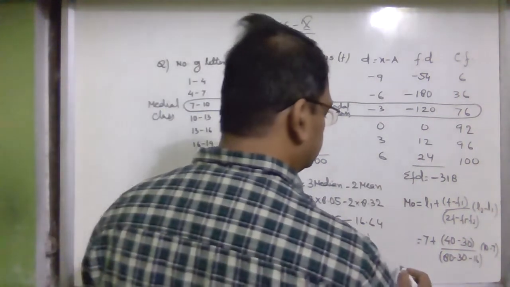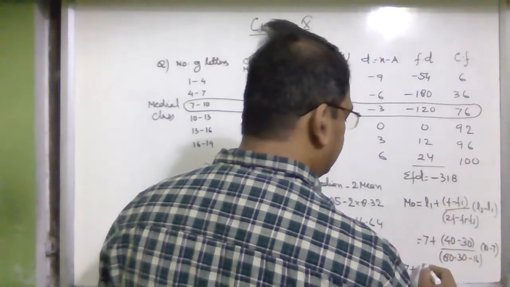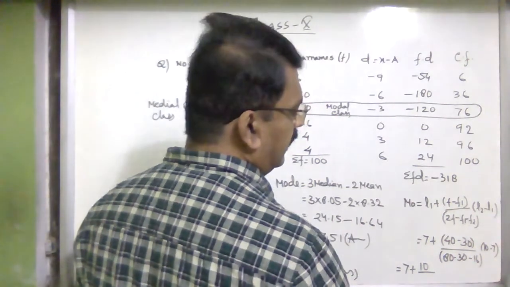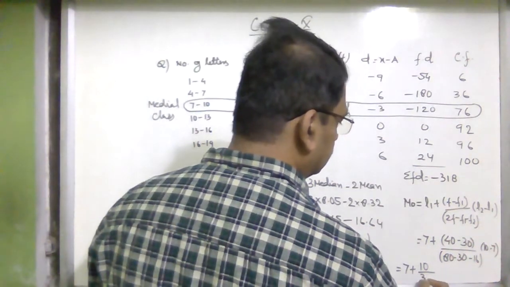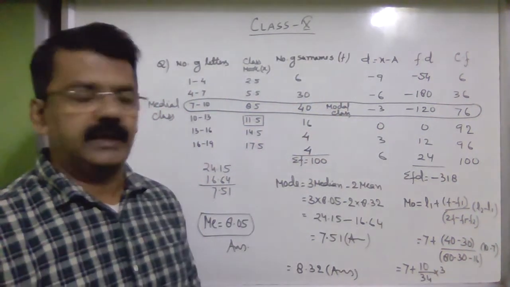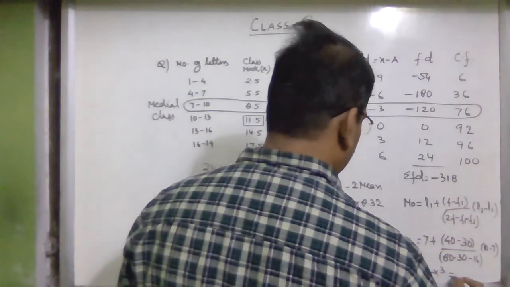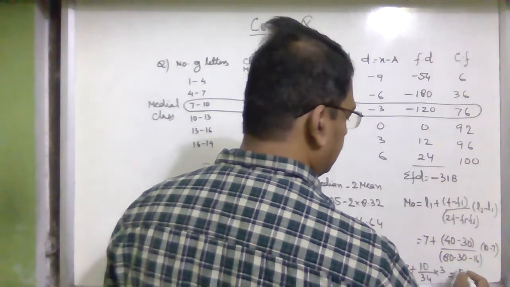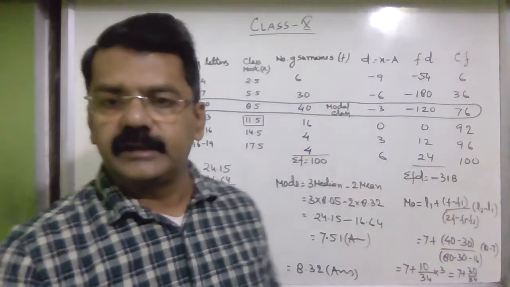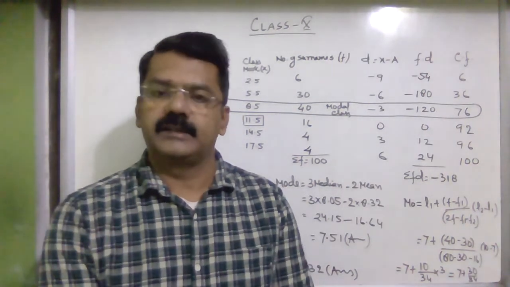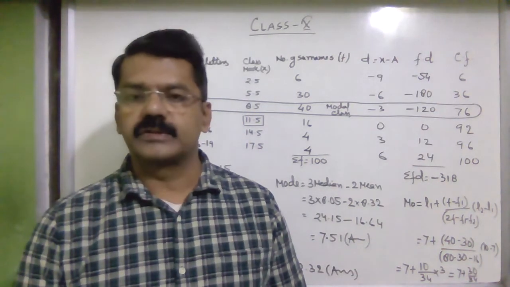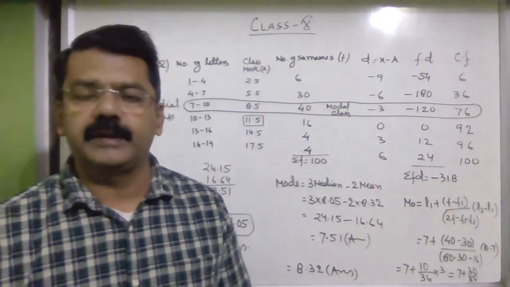Now see, 40 minus 30 will be 10, and here 80 minus 30 is 50, 50 minus 16 will be 34, and 10 minus 7 is 3. Okay, so 7 plus 30 upon 34. So when you divide 30 by 34 and add it to 7, you will get the mode. Clear? So in the next class, we will practice a few more sums on the topic mean, median and mode.